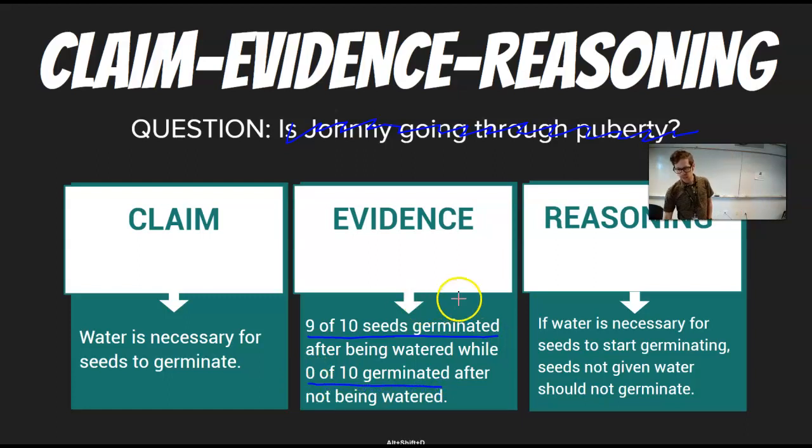And so our reasoning would have been, well, if water is necessary for seeds to start germinating, seeds not given water should not germinate. And you can see that our evidence supports that claim, and that is why, right? Based on things that we should know, or things that we think we know about plants, that is going to support our claim. And as you've already heard, oftentimes what scientists are doing is they're starting off making a hypothesis, which is kind of a tentative claim, and then they're actually finding evidence that doesn't support that hypothesis, and that's the more exciting part of science.